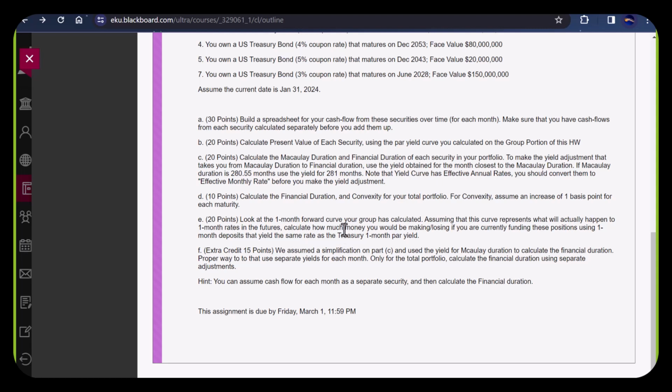And look at the 1 month forward curve you have. Actually, yeah, let's call that 3 month forward curve. I'll change that. Assuming that this curve represents what will actually happen to the 3 month rates in the future, calculate how much money you would be making or losing if you're currently funding these positions using 3 month deposits.